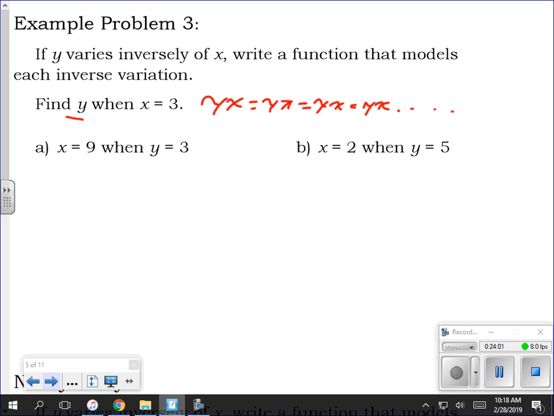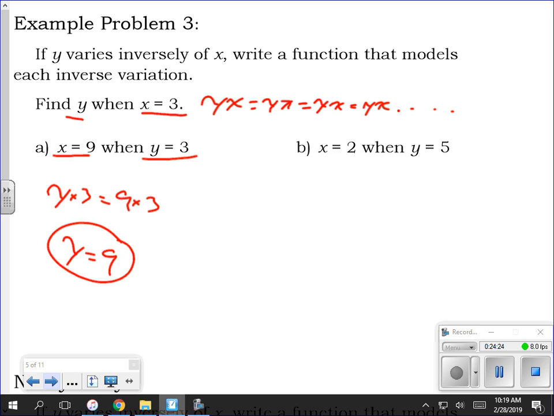So, find y when x is 3. So y times 3 is equal to 9 times 3. Something times 3 is equal to 9 times 3. What is that something I'm multiplying times 3? Come on. I mean, literally. I have 2 things I'm multiplying times 3. One of them is 9. What's the other one got to be if there's the same thing? It's got to be 9, right?